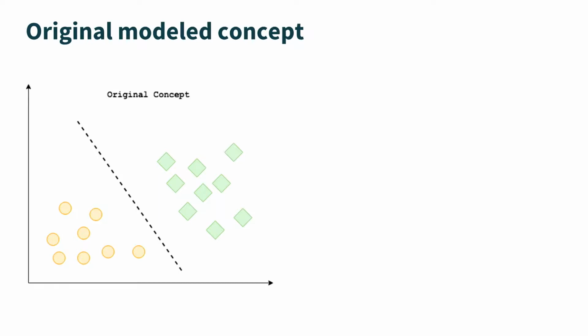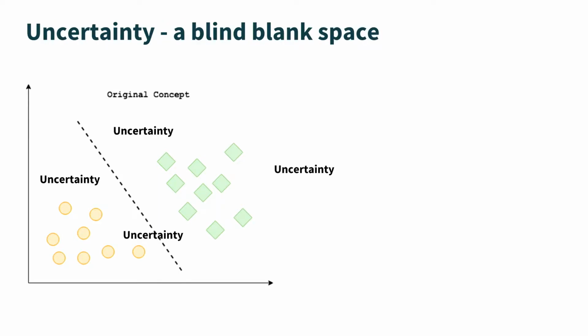And actually, that blank space here, besides the orange circles and green squares, is a blank space that your model has never seen before. And this, I call uncertainty. Just because we are not sure what the real world is outside of these boundaries.